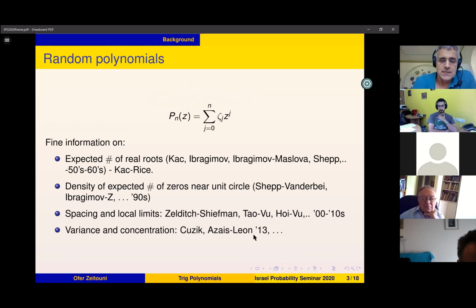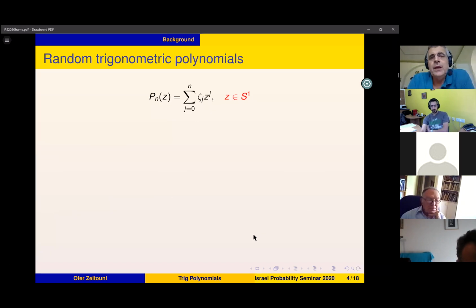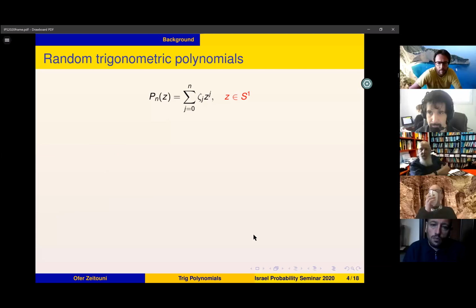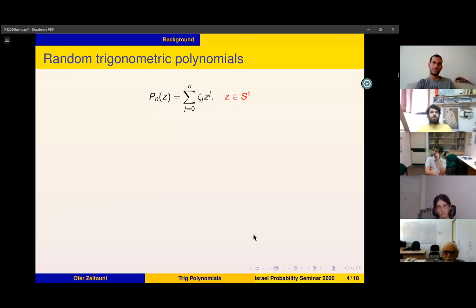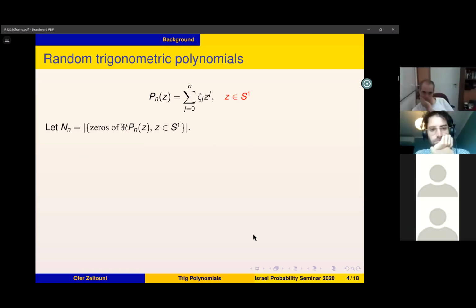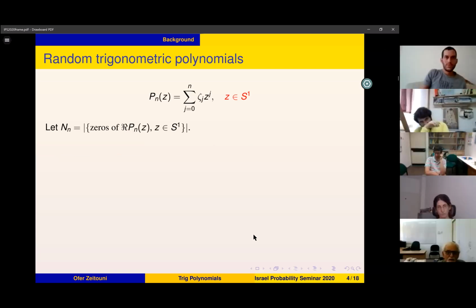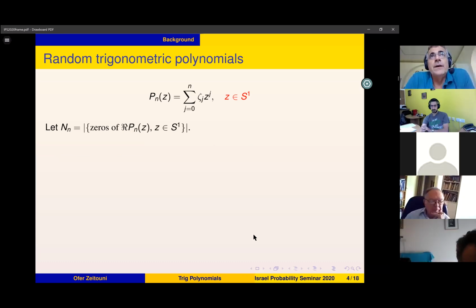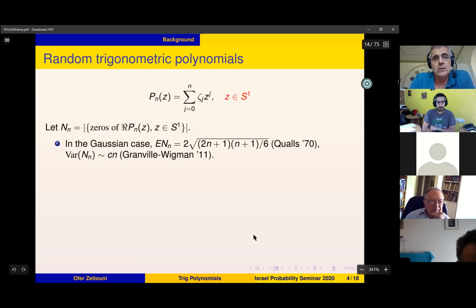Now we are going to be interested in a slight variation, namely we are going to look at this polynomial as a trigonometric polynomial, namely when the argument is on the unit circle. So now it is not at all clear that there are zeros. If you look at the real part of Pn, then you have a one-dimensional parameter and a one-dimensional function. So there is no structural reason there should be no zeros. And in fact, there are zeros, and there has been a thread looking at that. In the Gaussian case, the expected number of zeros is known, and is explicit.